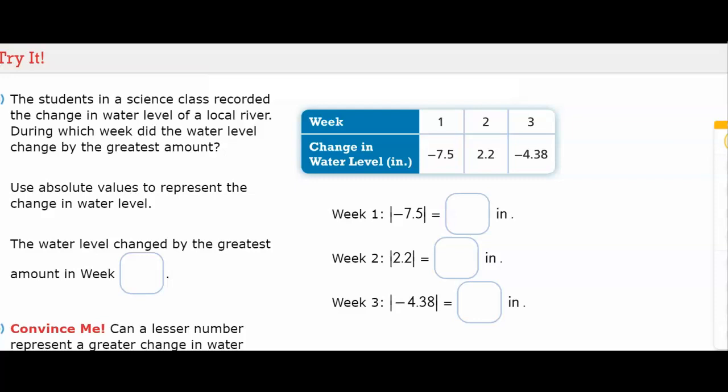water level. So the absolute value of negative 7 and 5/10 is 7 and 5/10. The absolute value of negative 2 and 2/10 is 2 and 2/10. The absolute value of negative 4 and 38/100 is 4 and 38/100. And to answer the question, during which week was the greatest amount would be week 1, 7 and 5/10 inches.